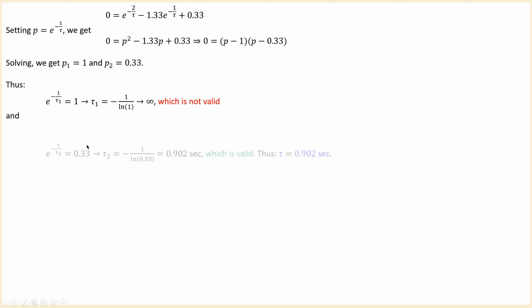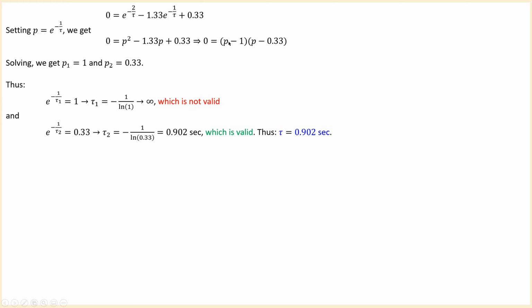Now if I now look at another solution, which is then the following for this one, I have this, so it is then 0.33, again tau 2, and expressed in this form, so 1 over minus 1 over ln 0.33, I get 0.902 seconds, which is valid, which is perfectly fine. And then your tau, the controller model, the system model has a tau of 0.902 seconds.